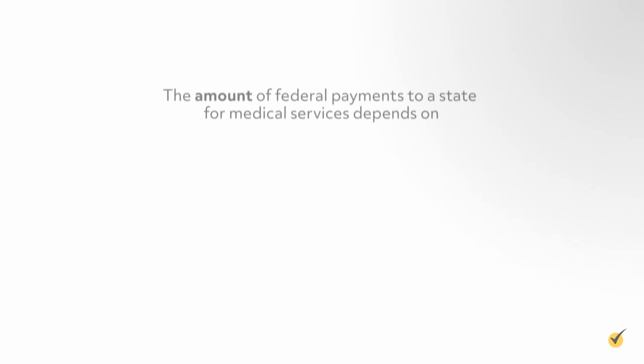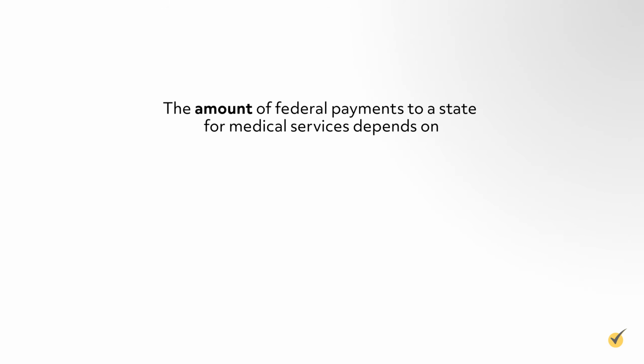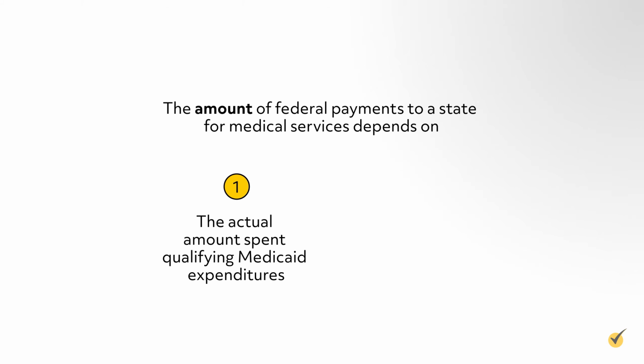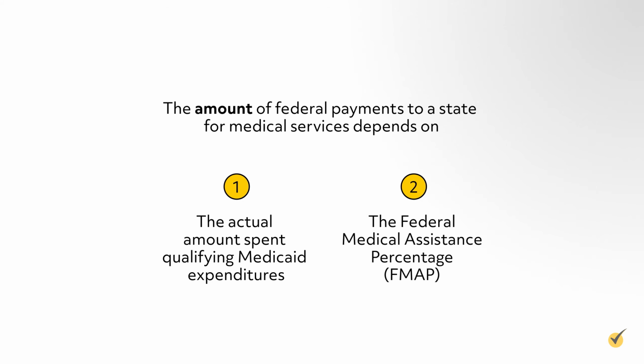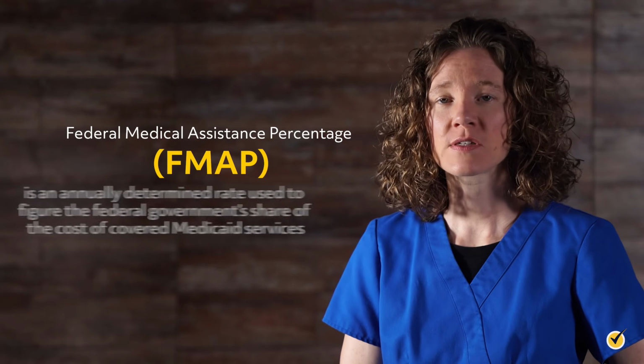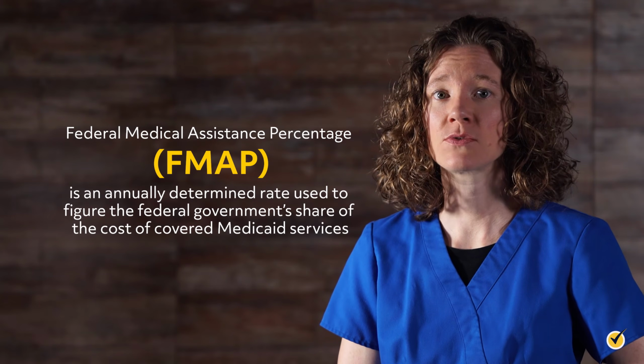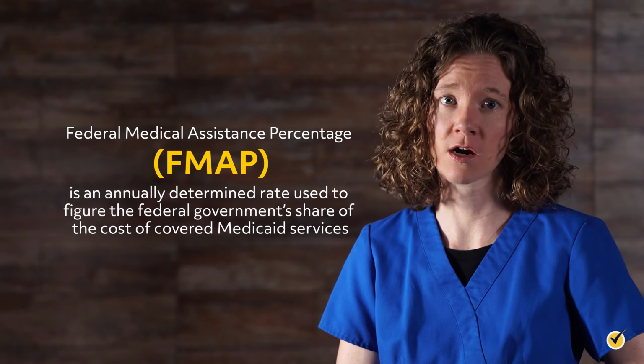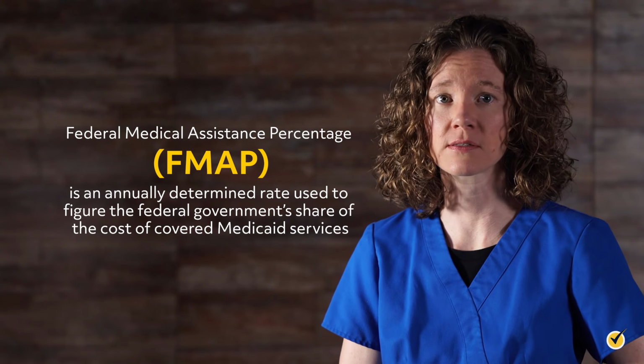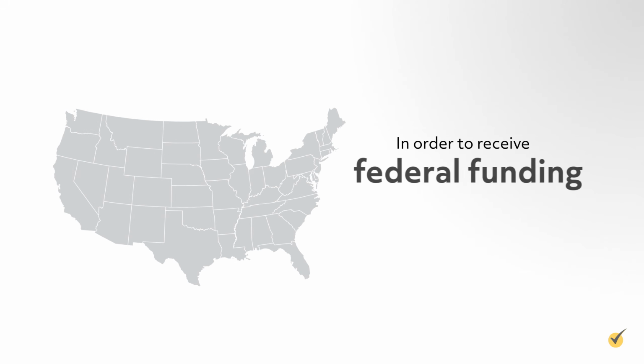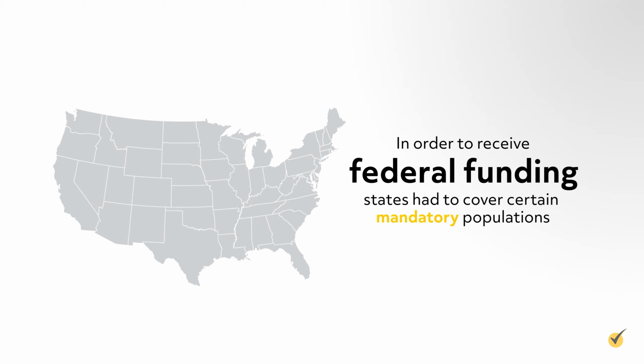The amount of federal payments to a state for medical services depends on two factors: One is the actual amount spent on qualifying Medicaid expenditures, and the other is the Federal Medical Assistance Percentage, or FMAP, which is an annually determined rate used to figure the federal government's share of the cost of covered Medicaid services. In order to receive federal funding, states had to cover certain mandatory populations.